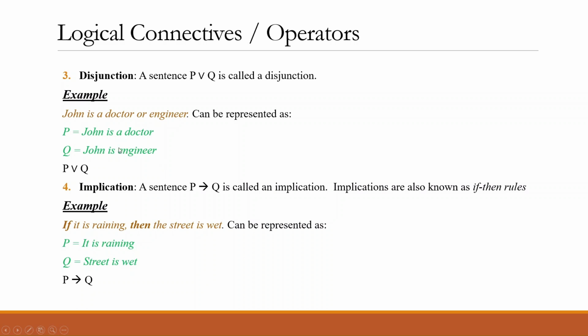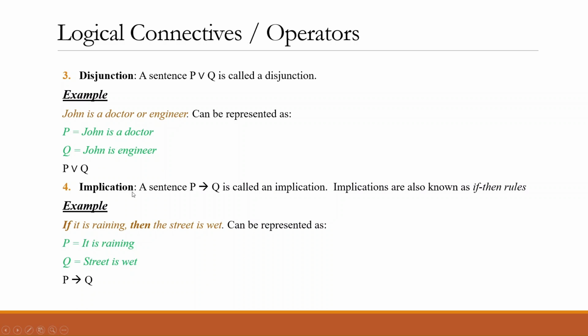And how can they be connected? They can be connected using this disjunction symbol. P disjunction Q. So John is a doctor is denoted as P, and John is an engineer is denoted as Q.